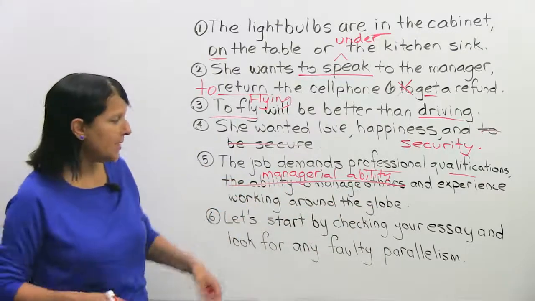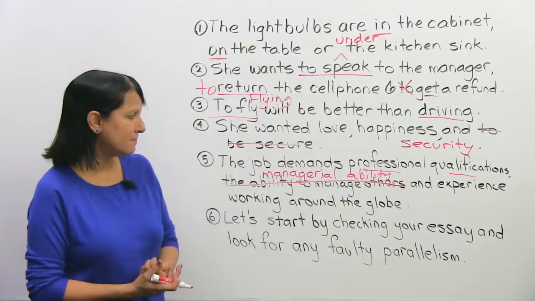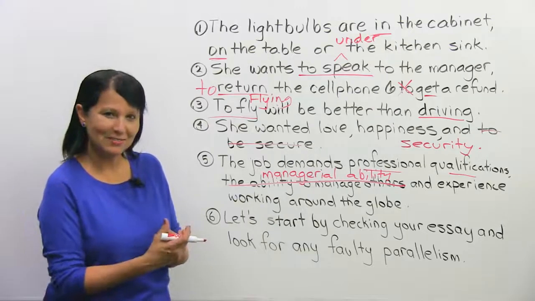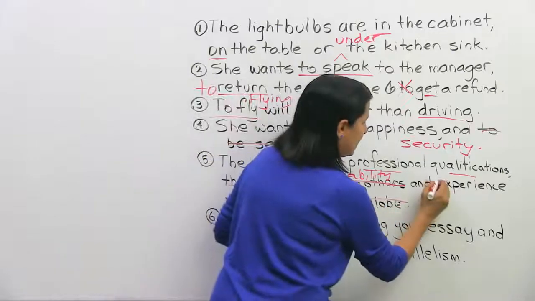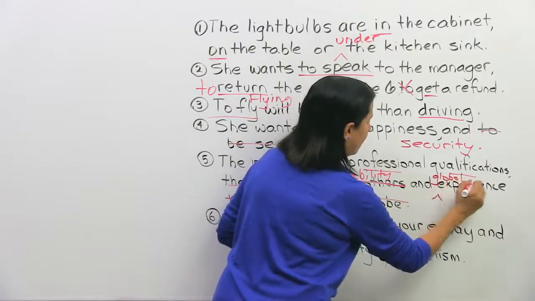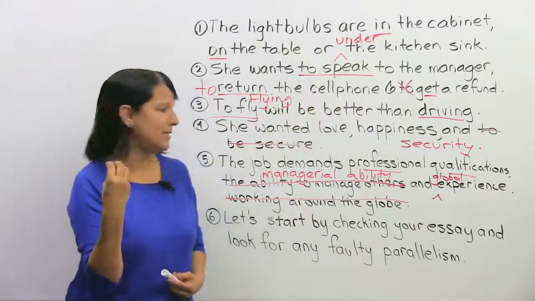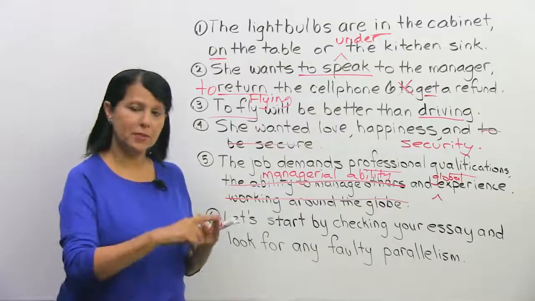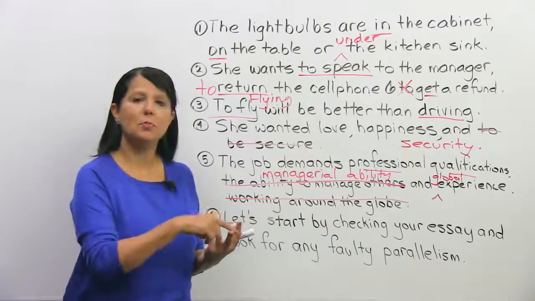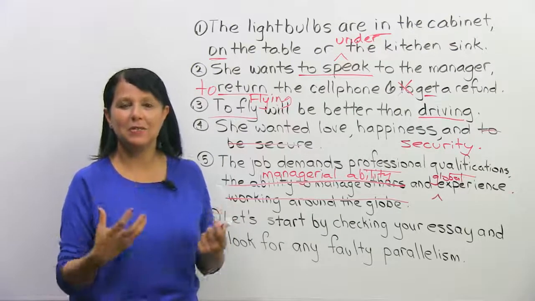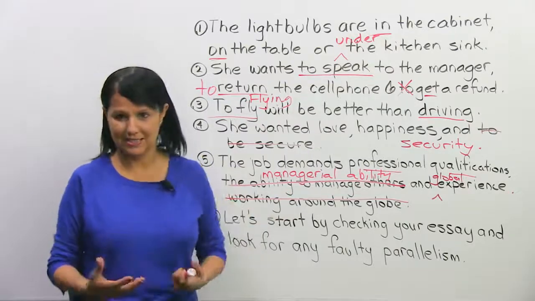thing, we want to shorten it, experience working around the globe. So can you shorten that to 2 words? An adjective and a noun also? Can you do that with me? So how could we do that? We could say, and global experience, okay? So now let's listen to the sentence. The job demands professional qualifications, managerial ability, and global experience, okay? Now this is a beautiful, professional, business-like parallel sentence, all right?